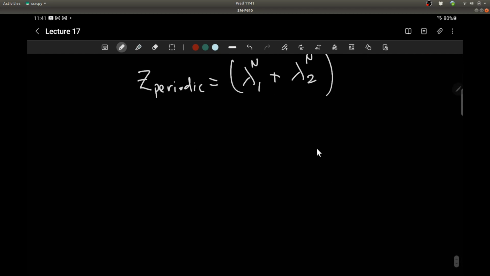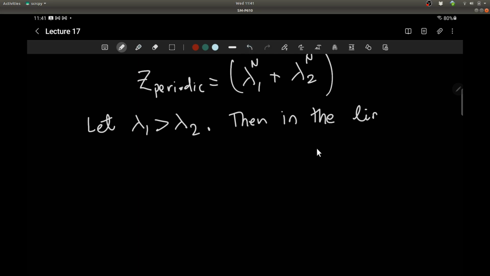So we need to compute. Once we compute, the strategy is, let's assume that lambda 1, and it's symmetric, so it has real eigenvalues, and let lambda 1 be greater than lambda 2. Okay, so then in the limit n tending to infinity, what we get is that Z periodic, I'll keep writing p only now, it's getting too long, and write it like this: lambda 1 power n.